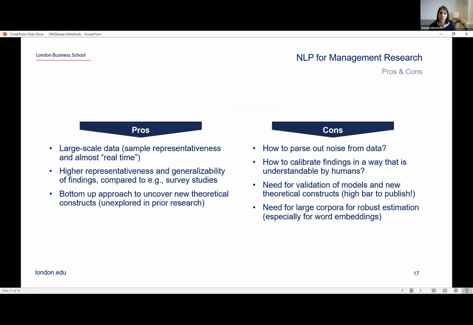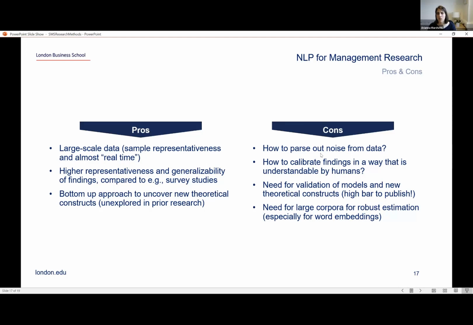And finally, pros and cons. I think the main pros of unsupervised machine learning for natural language processing come from the scale of the data, both within and across firms as the unit of analysis, in my case. In this case, you can reach much more representativeness and generalizability of your studies compared, for instance, to survey studies. And I really like this last point: you have a bottom-up way to uncover new theoretical constructs that might have been underexplored in prior research.